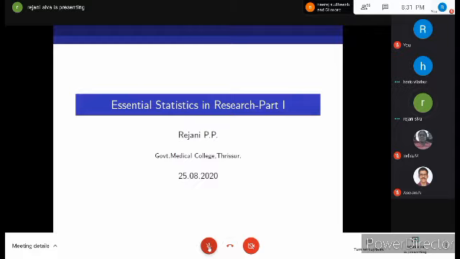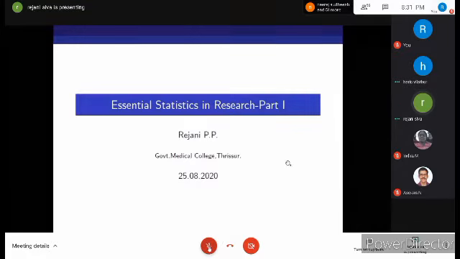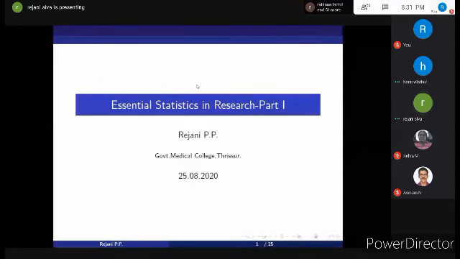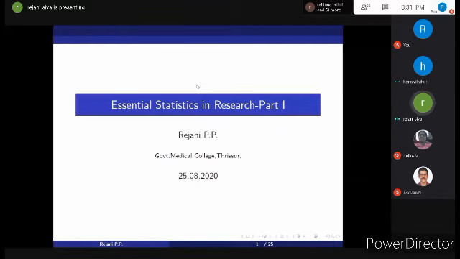So, last session, we can wind up the session with a discussion on statistics. Statistics is essential for every research process, and various statistical techniques are applied in different stages of research work. That may be while planning the investigation, or during data collection, or while analyzing the data.